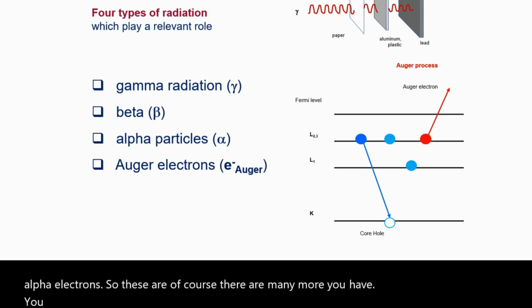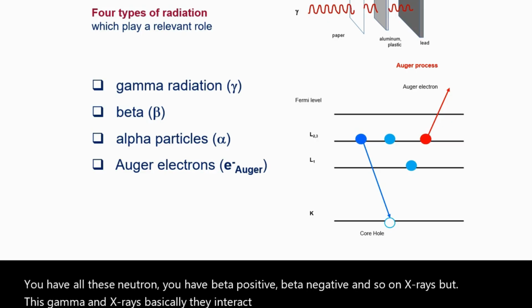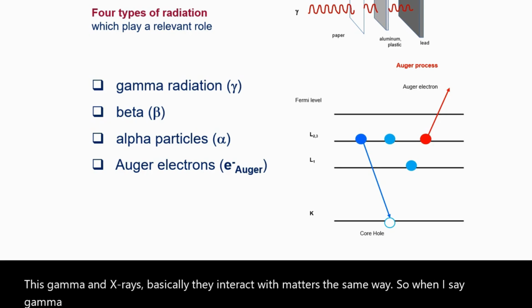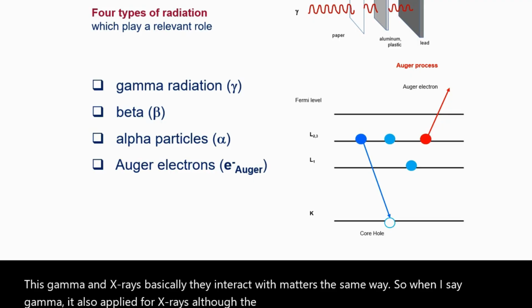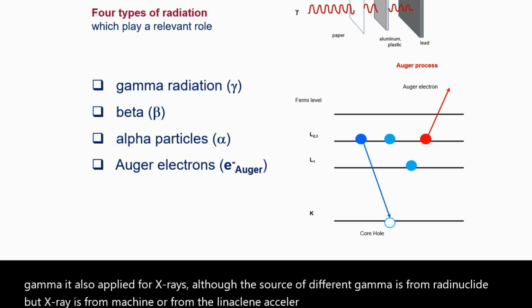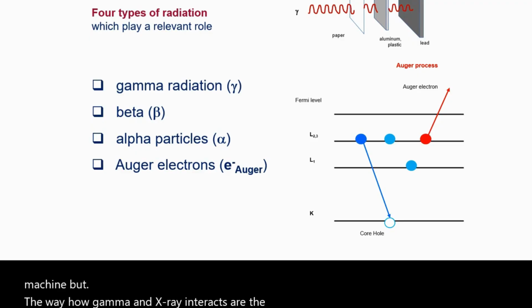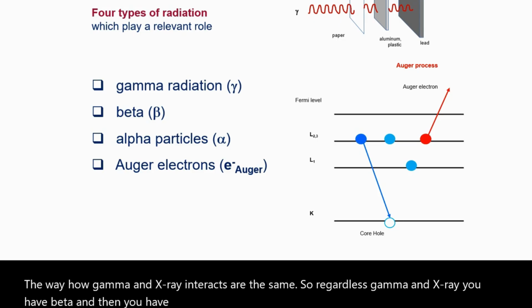You have all these neutron, beta positive, beta negative, and so on, X-rays. But these gamma and X-rays basically interact with matter the same way. So when I say gamma, it also applies for X-rays. Although the sources are different, gamma is from a radionuclide, but X-ray is from a machine, from the LINAC, linear accelerator, or your conventional X-ray machine. But the way gamma and X-ray interact is the same. So regardless, gamma and X-ray, you have beta, and then you have alpha particles and Auger electron.